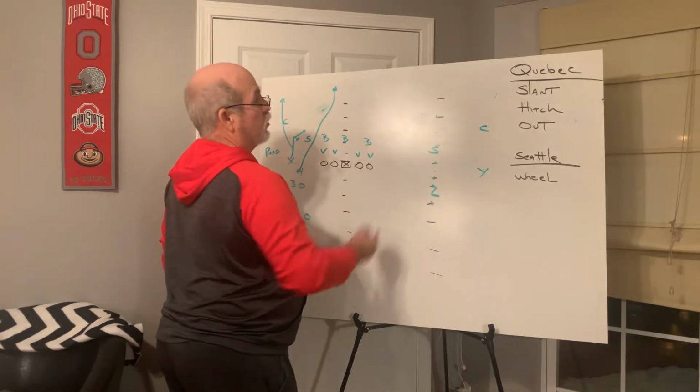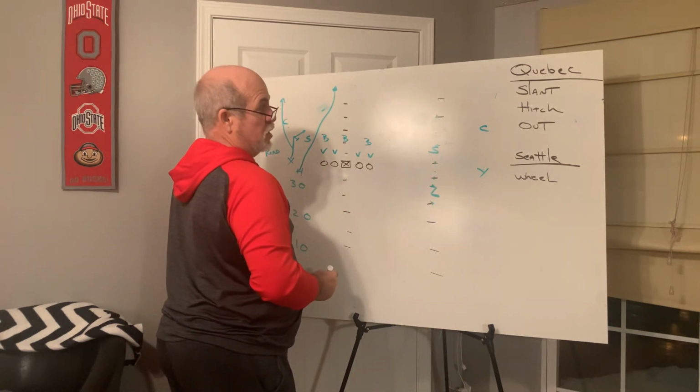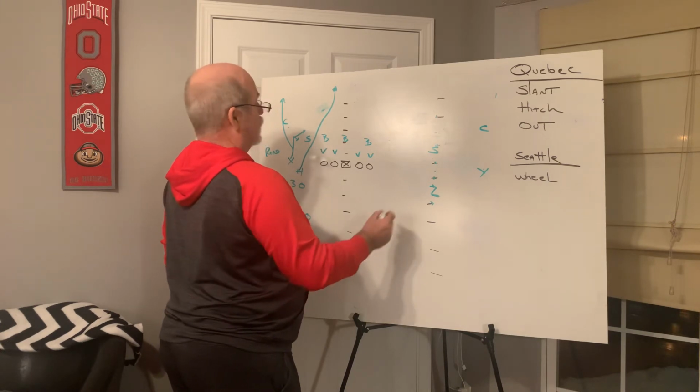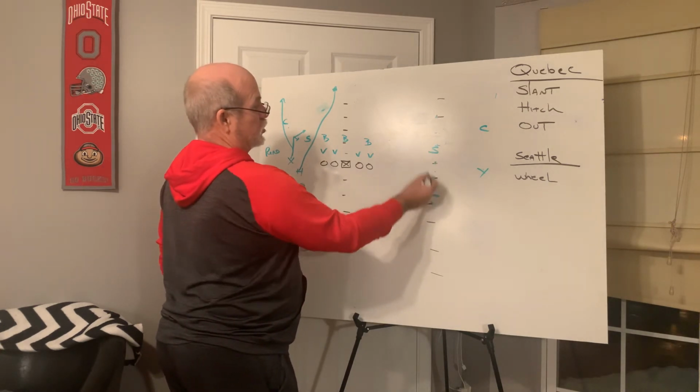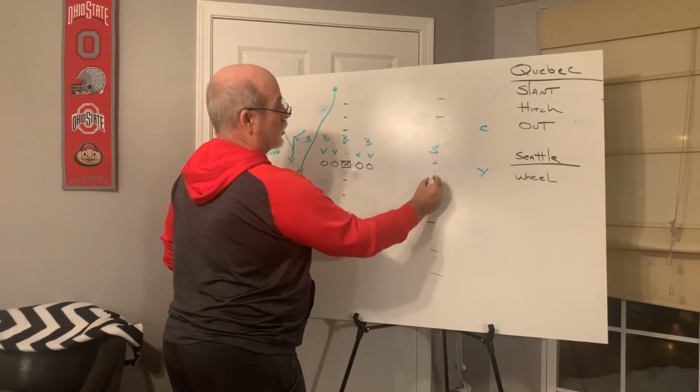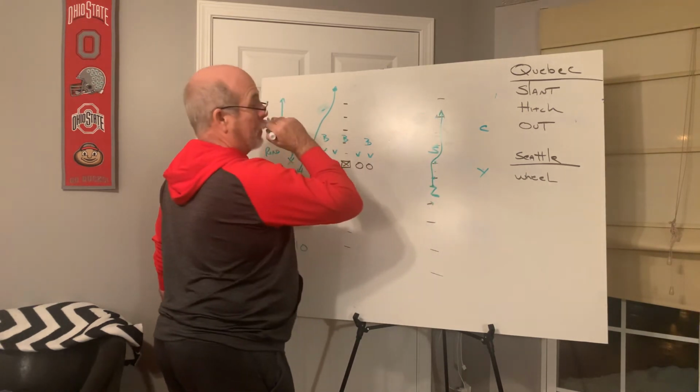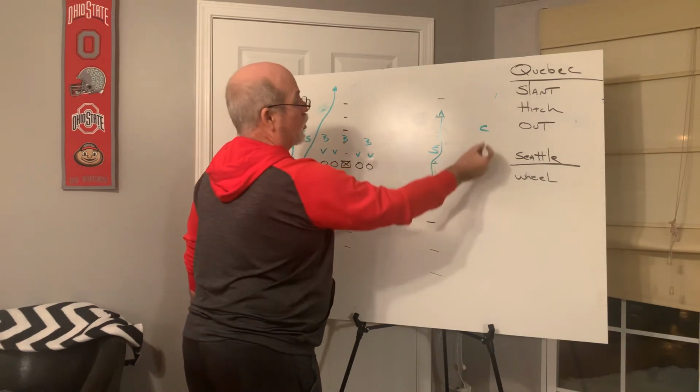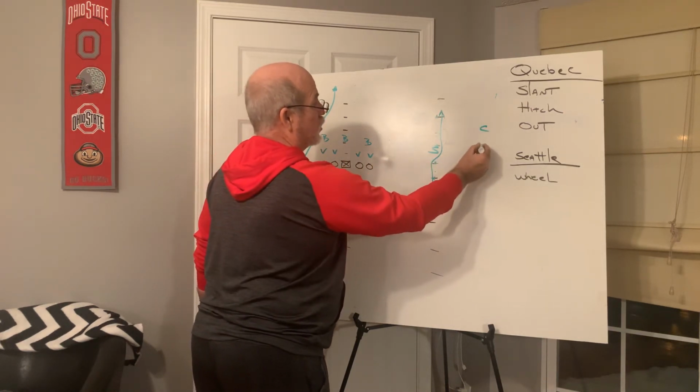Hitch, they both have the rule that if they have 7 yards of green, they run a hitch. Looks like this defender's closer than 7 yards. So if there is not 7 yards of green, we run a go route. And it will say that that cornerback is 7 yards off, so we run the hitch.